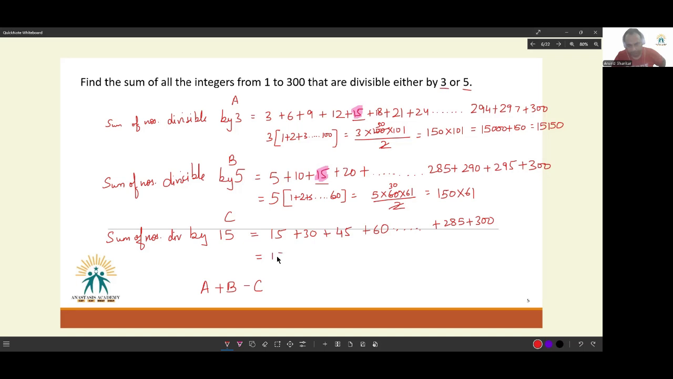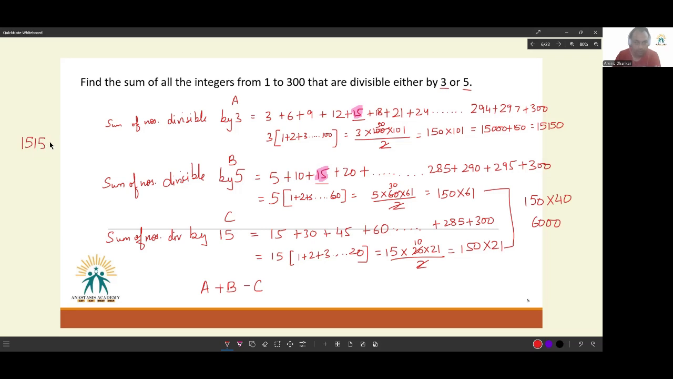And here it will be 15 times of 1 plus 2 plus 3 all the way up until 20. So, this will be equal to 15 into 20 into 21 by 2. Cancel this. And get 150 into 21. And this is nice. I have to add these two and subtract this. So, I can directly subtract this and get 150 into 40. 150 into 40 will give me 6000. So my final answer is going to be 15150 plus 6000, or the total answer is 21150. This should be the answer to the question.